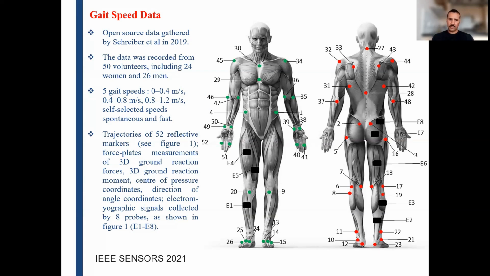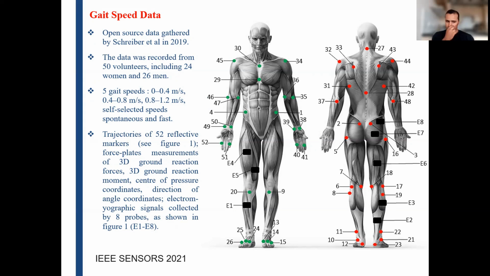The first speed is from 0 to 0.4 meter per second. The second speed is from 0.4 to 0.8 meter per second. The third one is 0.8 to 1.2 meter per second. Then the subjects are asked to walk at self-selected speeds: spontaneous speed and self-selected spontaneous fast speed. So there are 5 speeds recorded for each subject, and each subject performed each speed 10 times, so 10 trials.